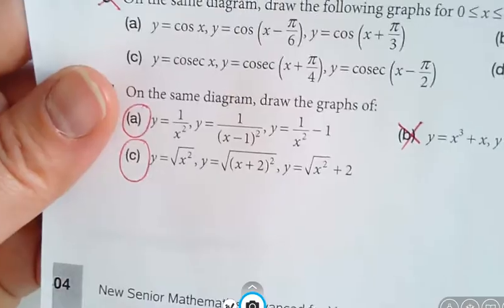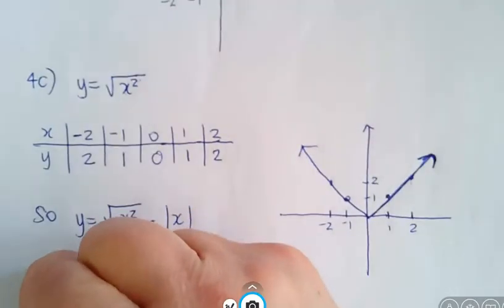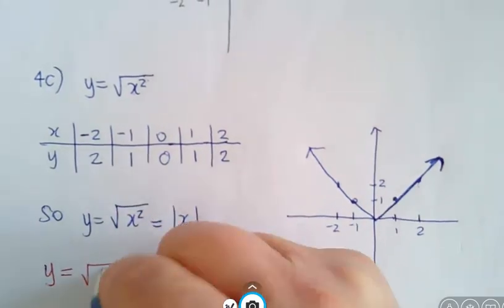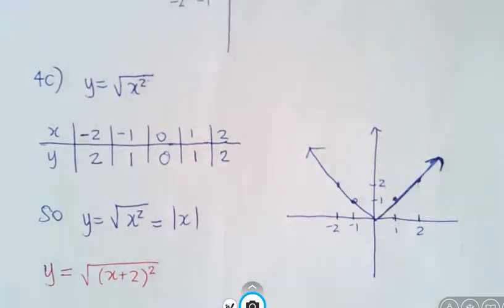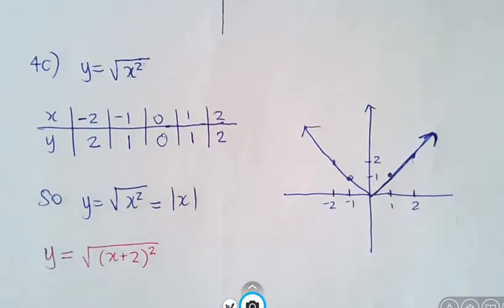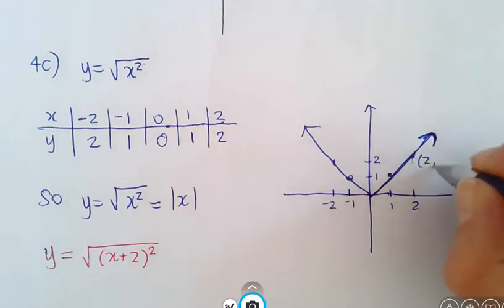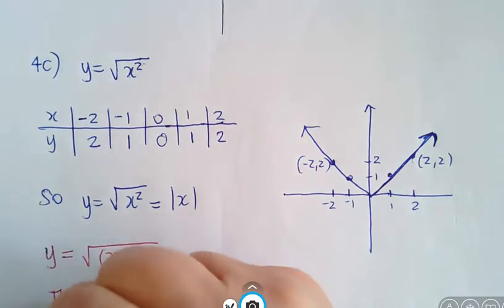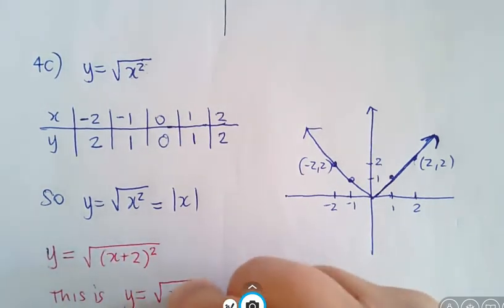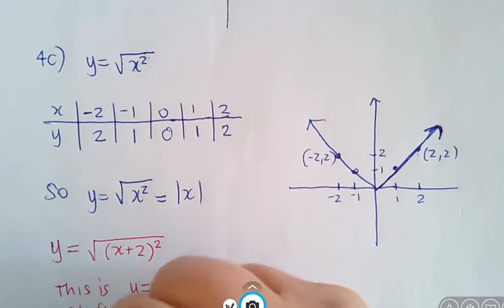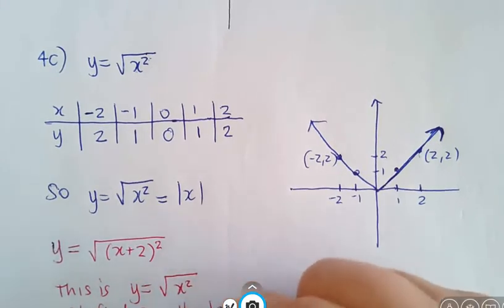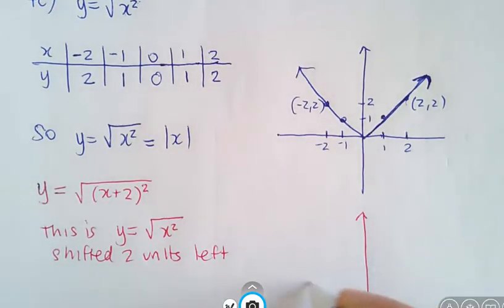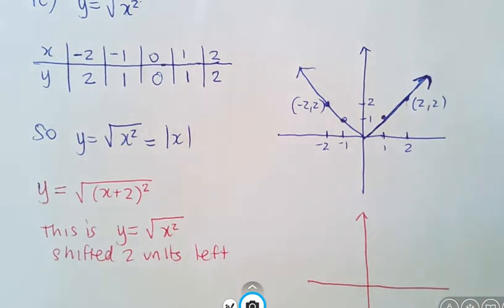Now, let's look at the shifting. So now we have to draw y equals the square root of x plus 2 squared. That is that graph with what? So I'm just going to write this is y equals the square root of x squared shifted 2 units to the left. That's easy enough to draw, isn't it? Go. Shift 2 units to the left. I want you to shift each piece 2 units to the left.